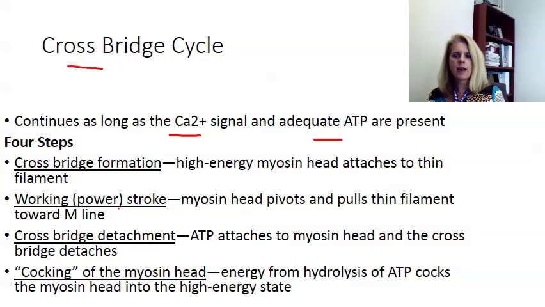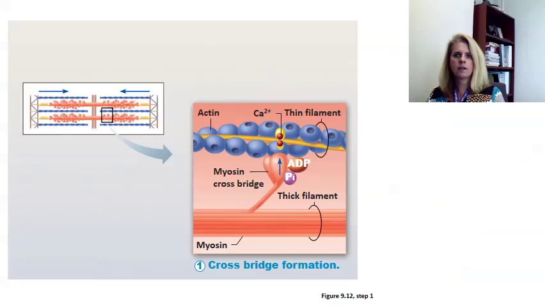I've written this out for you because I know some people like to have notes written out for them, but I'm going to describe it in picture form. The first step is the cross-bridge formation. Remember, calcium has bound the troponin, the tropomyosin has moved away, and your actin and myosin binding sites are available, so you get this binding of actin and myosin.